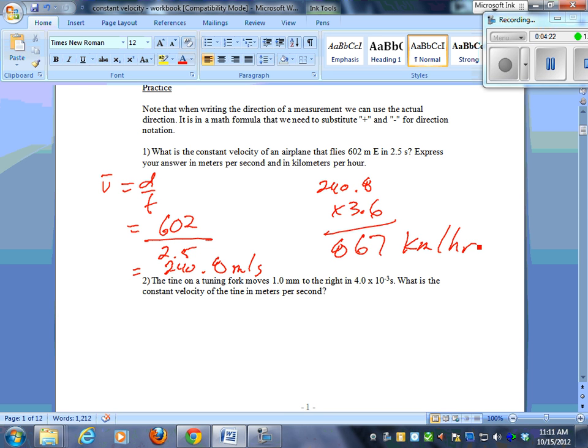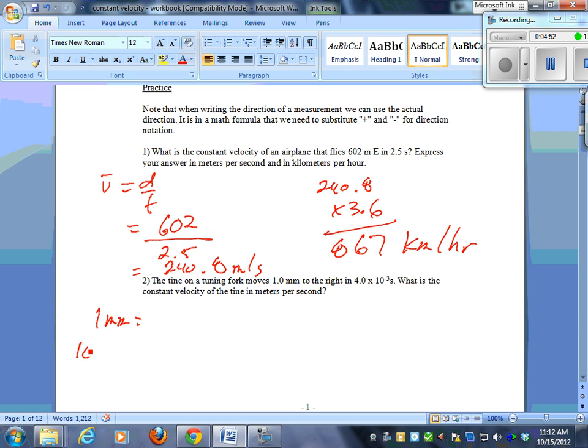Did anyone notice that the distance is in millimeters? I've asked for it in meters per second, so you're going to have to convert millimeters to meters. How do we do that? Now we're going to have a smaller number than 1, right? So I'm going to move my decimal place 3 places to the left. How do you know it's 3? Nick, how do you know it's 3?